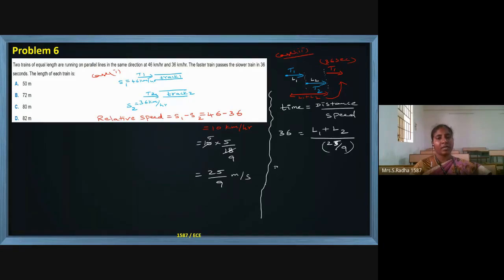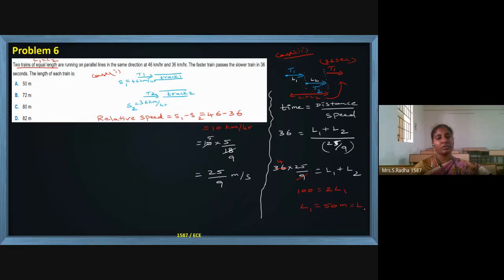Now I will cross multiply and get L1 plus L2 on the right side. Also it is given that the two trains are of equal length. What is the meaning? L1 equals L2. So I can put 2 times L1. Here I cancel: 9 1s are 9, 9 4s are 36. So 25 into 4 is 100. So the L1 length is 50 meters.